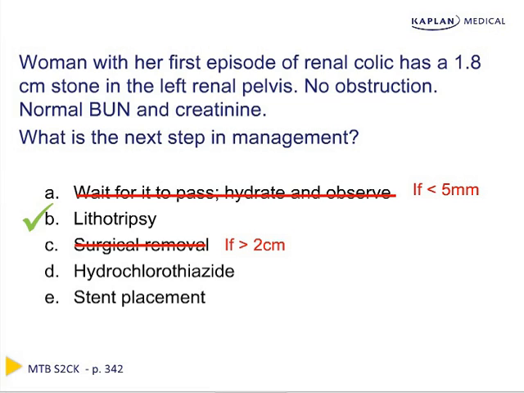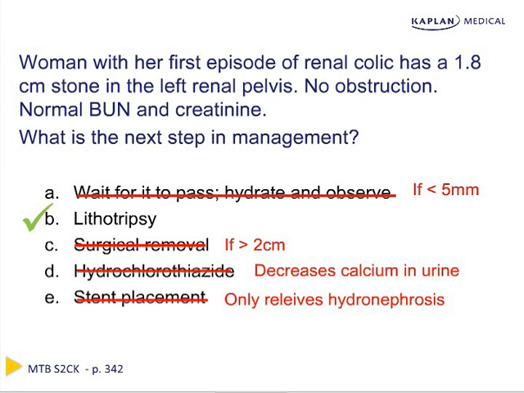For C, surgical removal, this is only indicated if the stone is greater than 2 or 3 centimeters. Although this patient's stone is pretty close at 1.8, it doesn't meet that cutoff of 2 centimeters to require surgical removal. D, hydrochlorothiazide, this medication acts to decrease the calcium in the urine, which is good in a patient who's predisposed to kidney stones because it might help prevent new ones from forming. However, it's not going to do anything for the 1.8 centimeter stone that's already there.